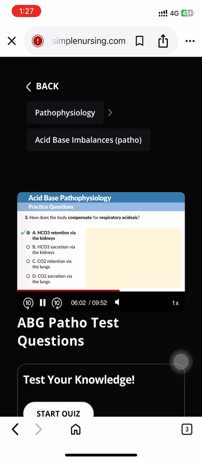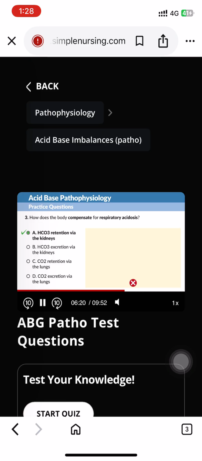Now B, C, and D are incorrect. So B, HCO3 excretion via the kidneys. No, bicarb excretion would actually further increase that acidotic state. Basically, we're not finding balance here for compensation.